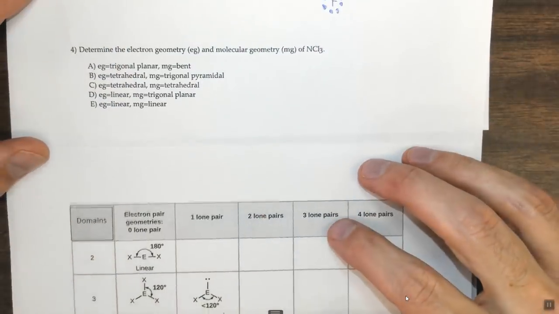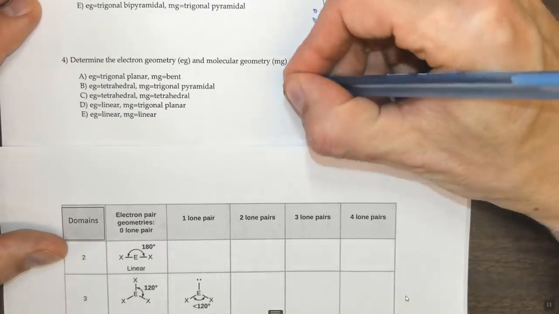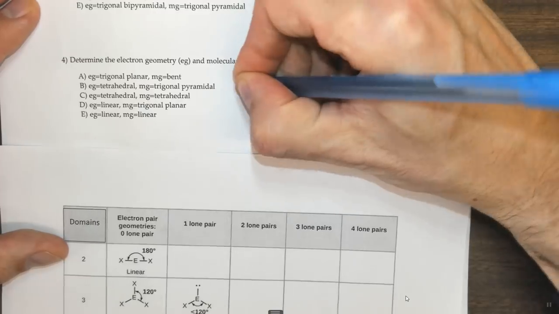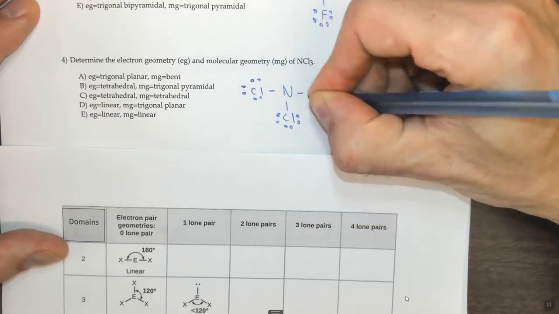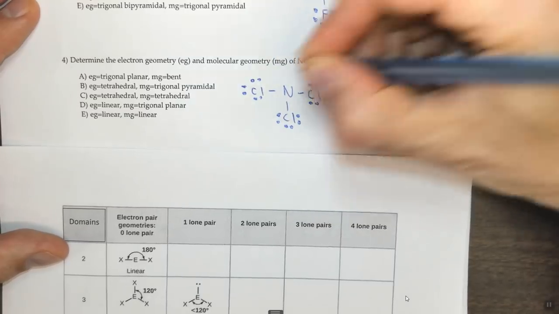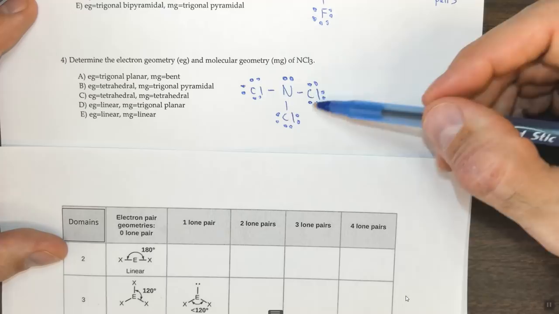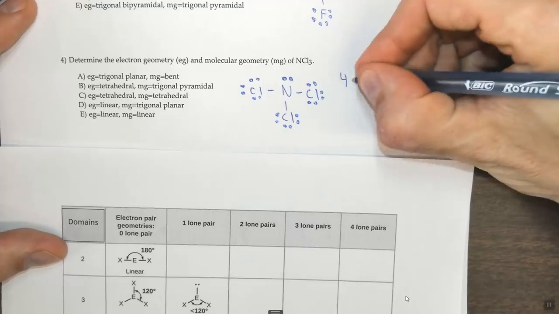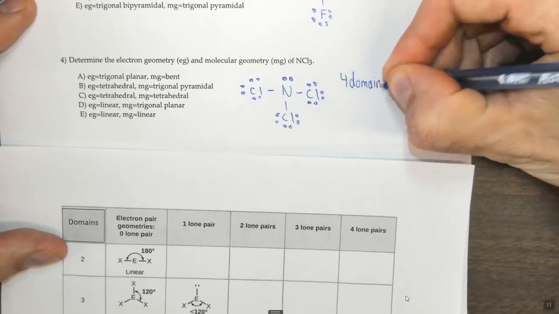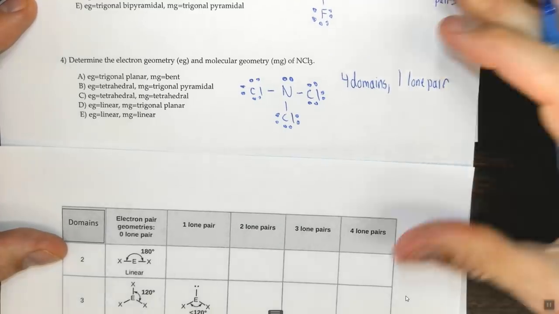This last question asks us to determine the electron geometry and the molecular geometry of NCl3. We again have to draw the Lewis structure, which is covered in the previous videos. If you need more practice with that, please refer to the previous problem set. This is the Lewis structure of NCl3. We again want to count the domains. What counts as domains? Atoms and lone pairs. So we have 3 chlorines plus the lone pair, for a total of 4 domains, one of which is a lone pair. So we have 4 domains, 1 lone pair.